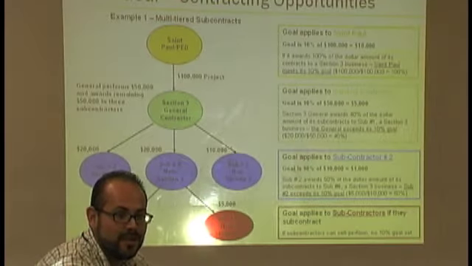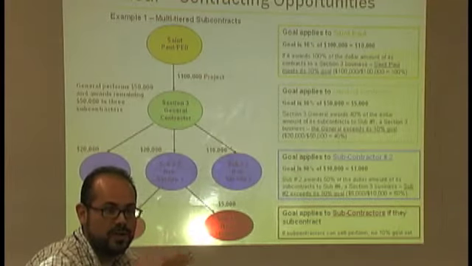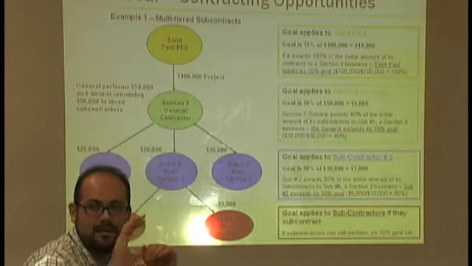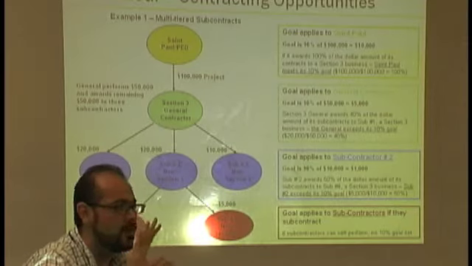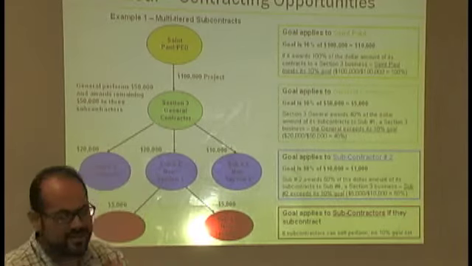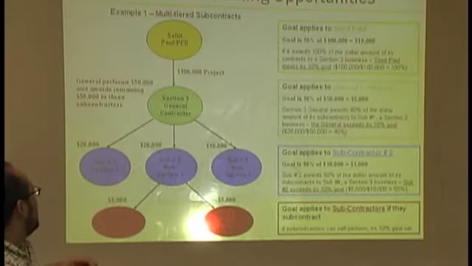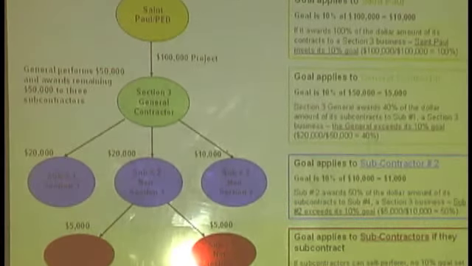I have an example here that breaks down that 10% goal, and I just want to talk about it briefly. Let me know if you have any questions about it. Let's take an example where St. Paul PD, Joe, awards a $100,000 rehab project to a contractor. In this case, let's say that the general contractor is a Section 3 business. Okay?